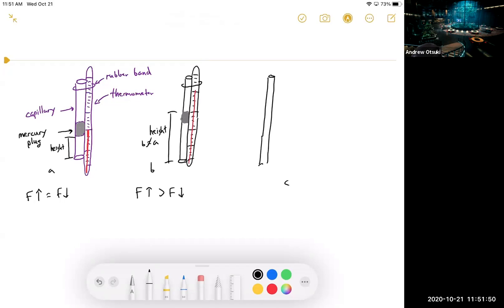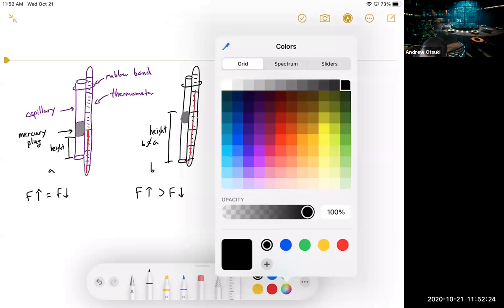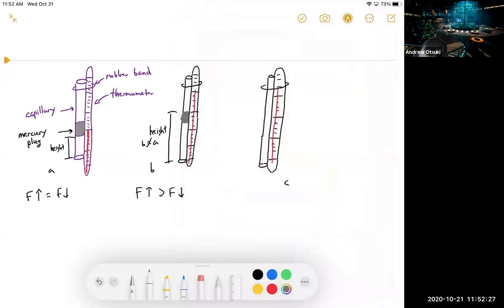Our capillary here. And we raise the temperature like so. This is just representing the same kind of temperature as in situation B. What we get is a situation where the height of the plug is going to reach a stage where it's now in equilibrium at that new temperature. So say like right here.